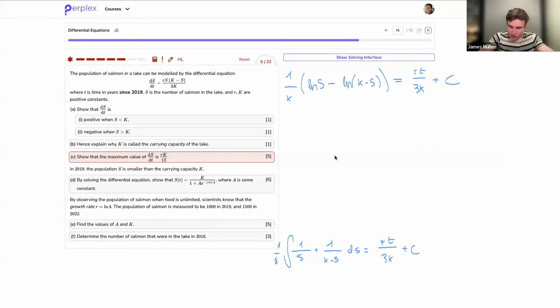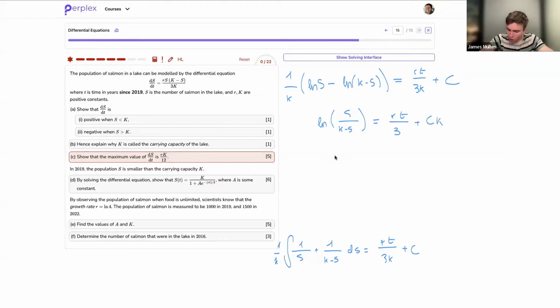Okay, now what I'm going to try and do is, first of all, bring all the logs into one term, and I'm going to have ln of S over K minus S using my log laws. And I multiplied both sides by K here to remove the 1 over K. I'm just going to get RT over 3. And you can say plus CK if you want. Because C is a constant, it doesn't actually really matter. But let's leave it as CK for now.